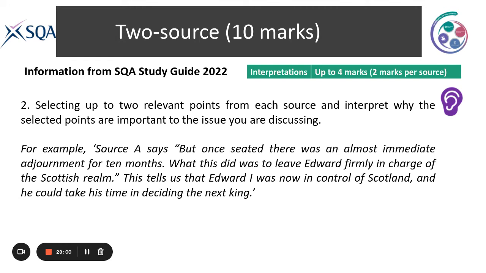Now, the second section is selecting up to 2 relevant points from each source and why those points are important. For example, you could say source A says there was almost an immediate adjournment for 10 months. What this did was to leave Edward firmly in charge of the Scottish realm. This tells us that Edward was now in control of Scotland and he could take his time in deciding the next king. So you can see you're quoting and then interpreting that quote, which is basically what we usually do in Higher History. And you can get 2 marks from source A and 2 marks from source B.